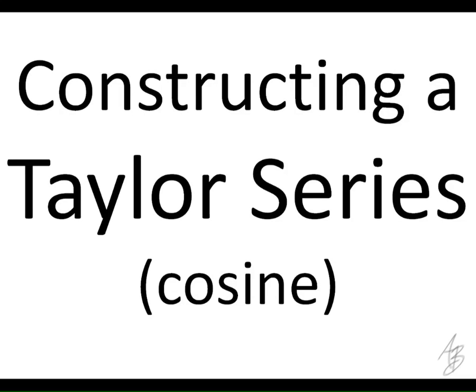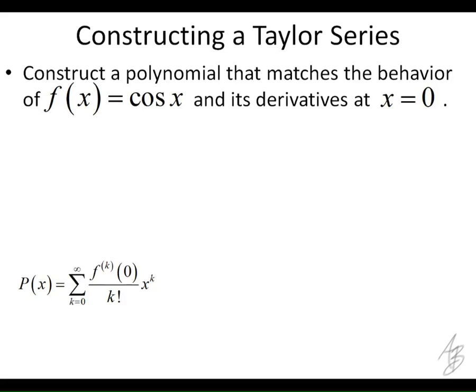Let's do that. Let's construct that Taylor series for cosine. So what we want to do is write a polynomial so that if I take the derivative of the polynomial, and we're going to center it at 0, at 0, I get the same thing as if I take the derivative of cosine at 0. And I want to do that for all orders of derivatives, not just the first derivative, but the second, third, fourth, and fifth, and so on.